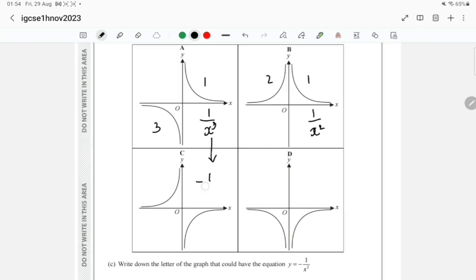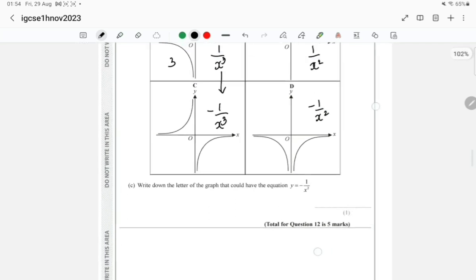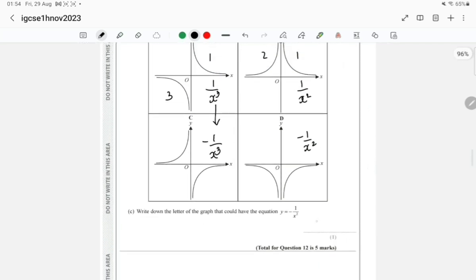So this is minus 1 over x cubed, and graph D is minus 1 over x squared or minus 1 over x to the power of 4, etc. So it would be graph D.